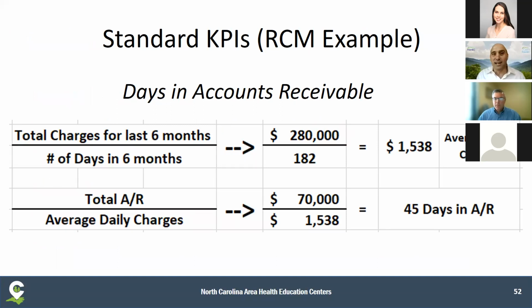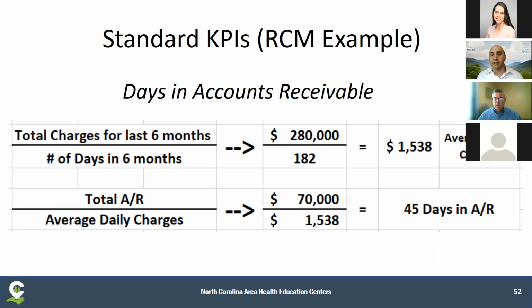And this is one of the most common key performance indicators for revenue cycle management. And it's days in AR. And how I try and define days in AR, it's the number of days of operations, like revenue, you're generating that's caught up in AR. And so we're just going to go over how to calculate that.